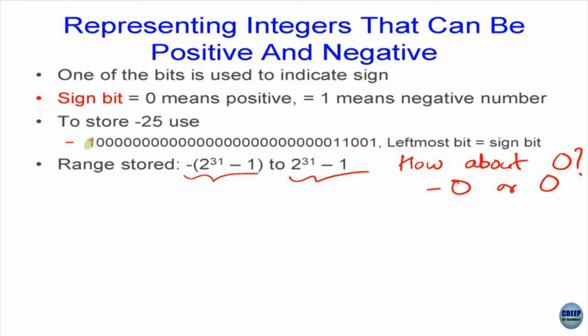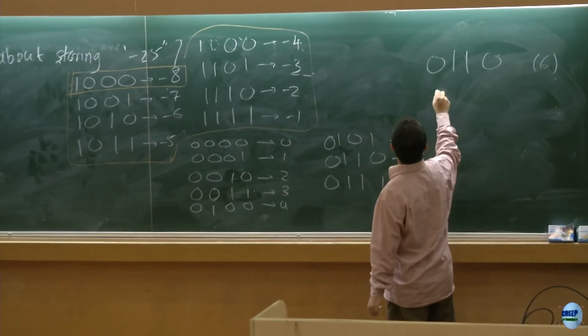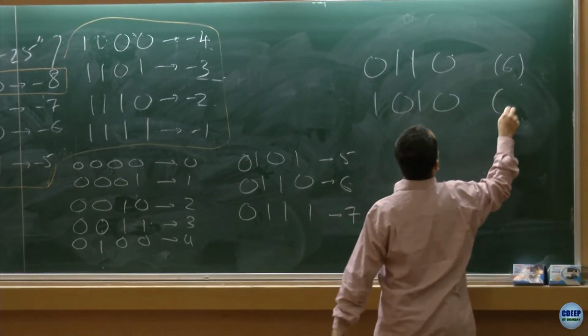Make sure that neighbors are not summing the same x and minus x. Oh, okay. So some of you need help in adding binary numbers. Let me take one pair for your convenience. Let me take 6, 0 1 1 0, and to that let me add minus 6, 1 0 1 0.